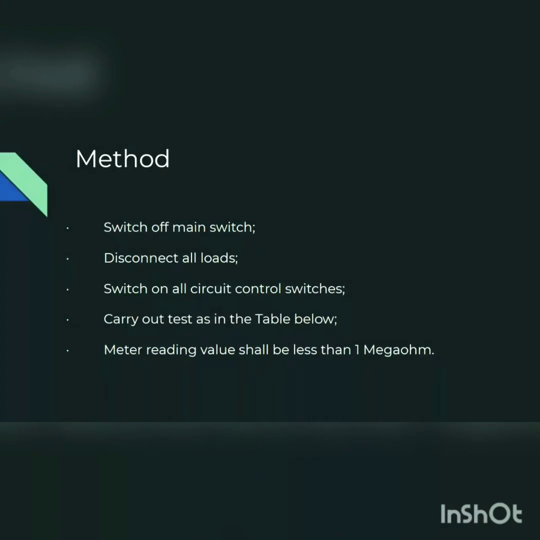So the first method is to switch off the main switch. These are individual breakers. To shut one off, flip the lever to the off position. Disconnect all loads. Next, switch on all the circuit control switches. Carry out the test as in the table below, and then the meter reading value should be less than 1 mega ohm.